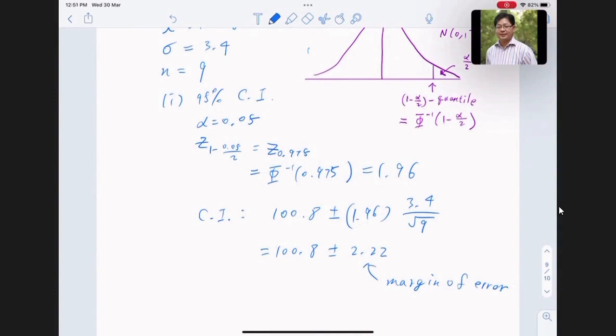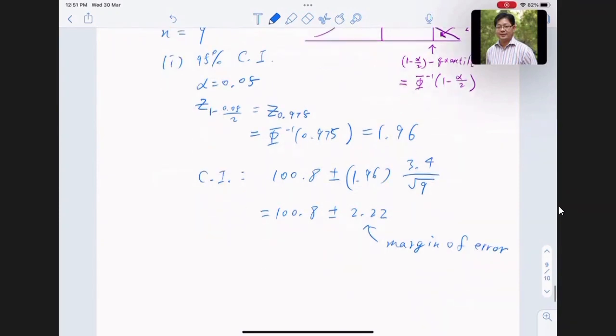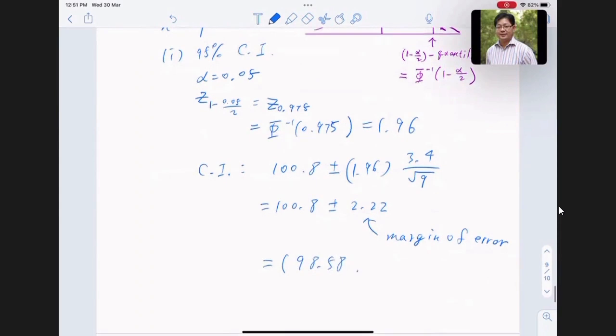You can regard this as a possible size of error if we use the sample mean to estimate the population mean. And you can also use this to produce a range of values, subtracting the margin of error 2.22 from 100.8, and also adding this 2.22 to the sample mean. This will be a range of values. And we use this range of values to estimate the unknown population mean. We call this the confidence interval. But you want to express how high the confidence is. And that corresponds to the coverage, 95%.